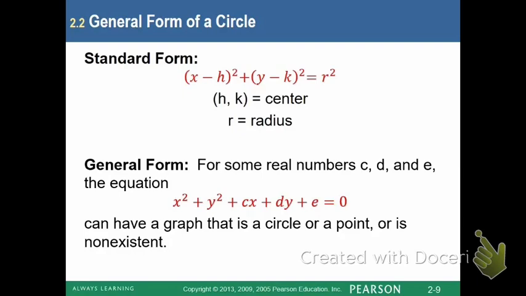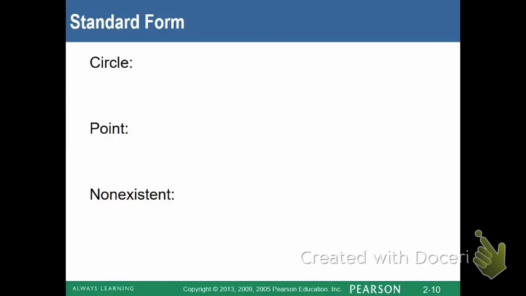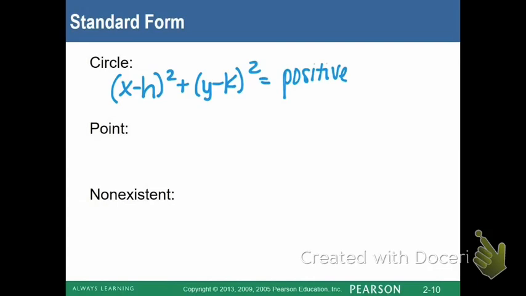When you see this type of form, technically the graph could look like different things. It could be a circle, it could actually just be a single point, or the graph could be non-existent. And it depends on, when you rewrite it in standard form, what you get on the right side of the equation. So we can tell it's a circle if it ends up looking like this in standard form: x minus h squared plus y minus k squared equals a positive number. If it ends up being a positive on the right side, then it's going to be a circle.